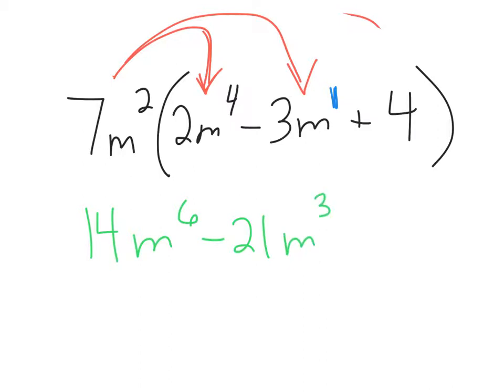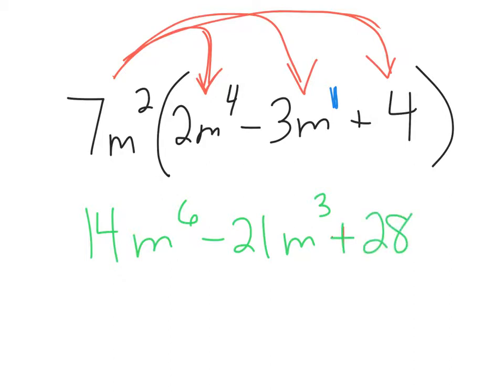Okay, and then the last one there, distributing that to just the number 4, then we can multiply the two numbers together. 7 times 4, I know, is positive 28. Would be positive or plus 28.